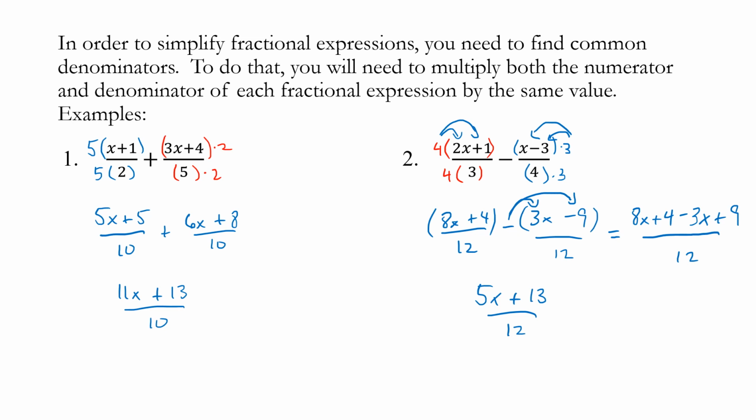Now it is a little easier to simplify because I've distributed that negative. I recommend doing it this way. So now we have 8x minus 3x, which is 5x, and we have 4 plus 9, which is the positive 13, all over 12.